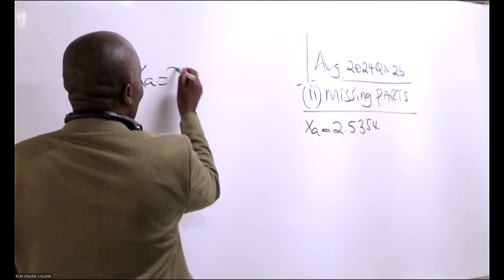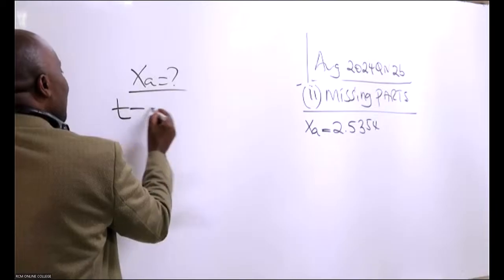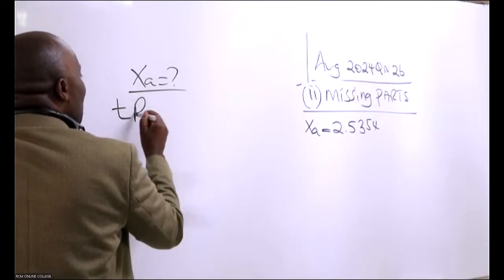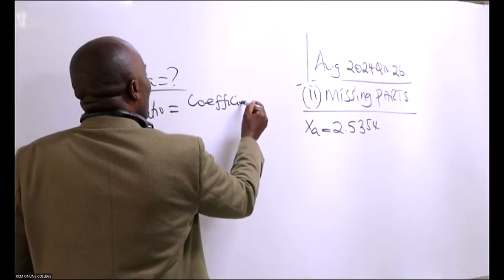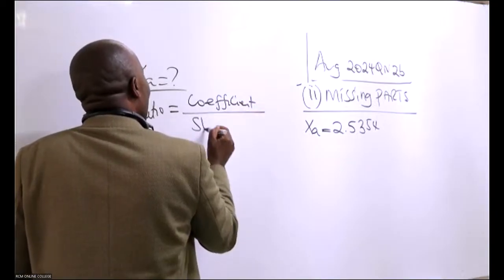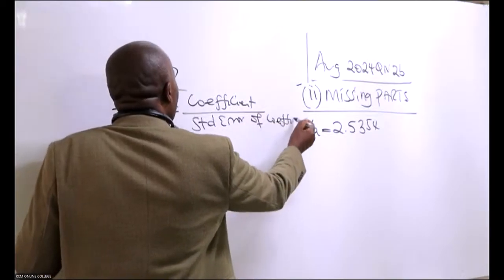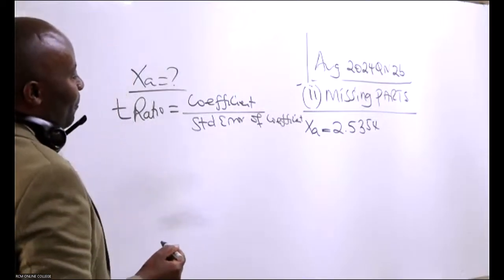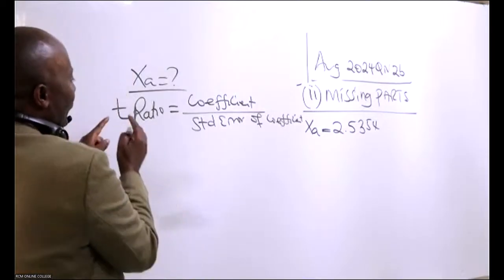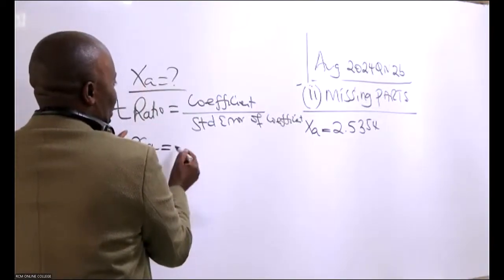Thank you so much. So they want us to give them XA. And they're telling me that this XA is the T ratio, which they have been able to tell me is coefficient over what here, somebody? Standard error of the coefficient, isn't it? So remember, XA is T ratio here. So I'll come and write XA equals.